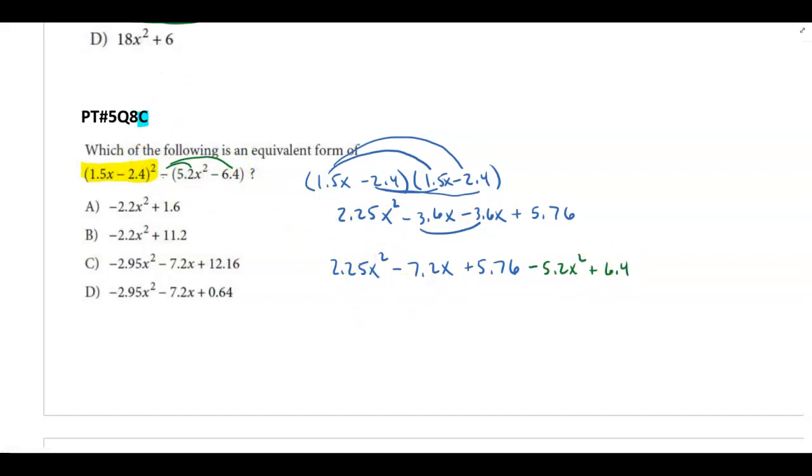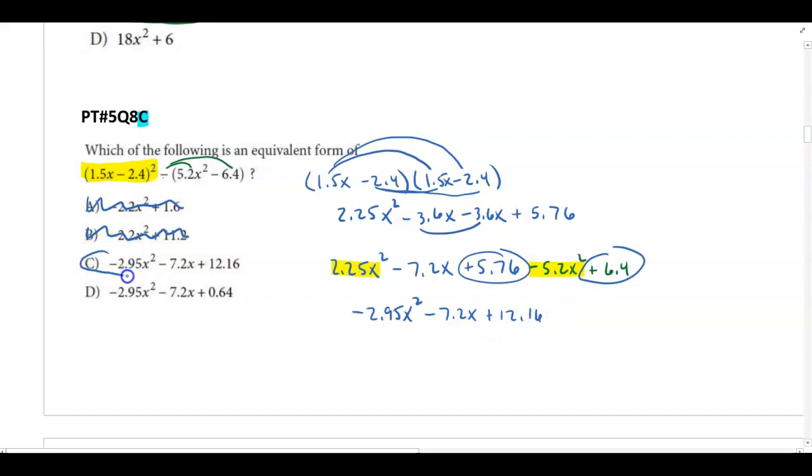The first thing I'm going to do now is combine my x squareds. What is 2.25 minus 5.2 going to give me? It's going to give me negative 2.95x squared. So right away, I can eliminate A and B. My middle terms, you notice they match up already, so I know right away this is going to be minus 7.2x. So now, what is 5.76 plus 6.4? That's going to be plus 12.16, which would be letter C.